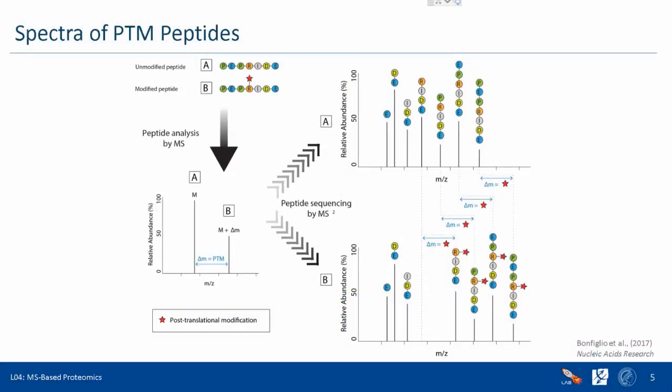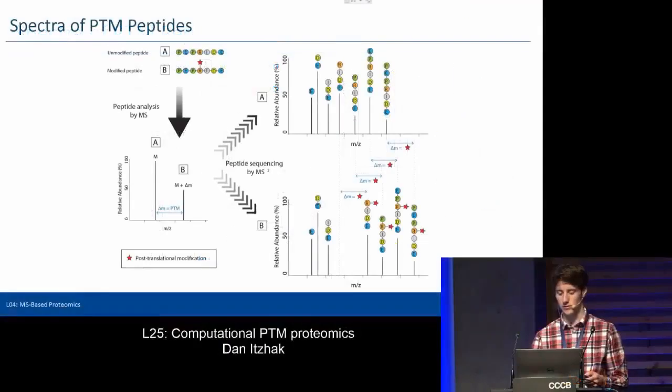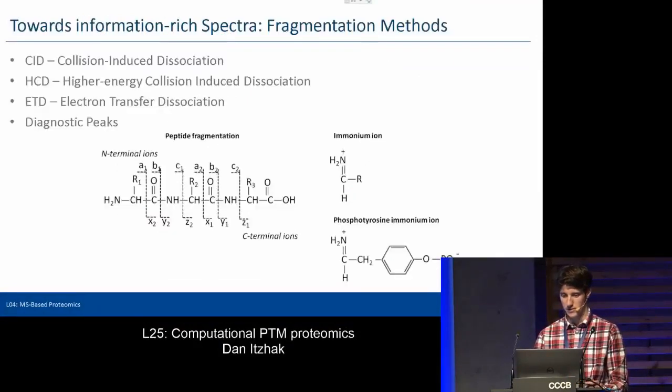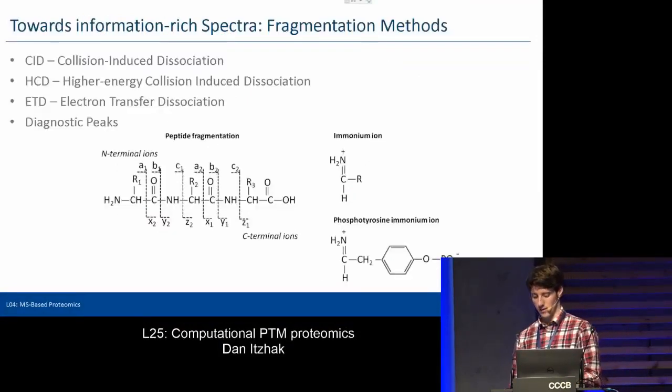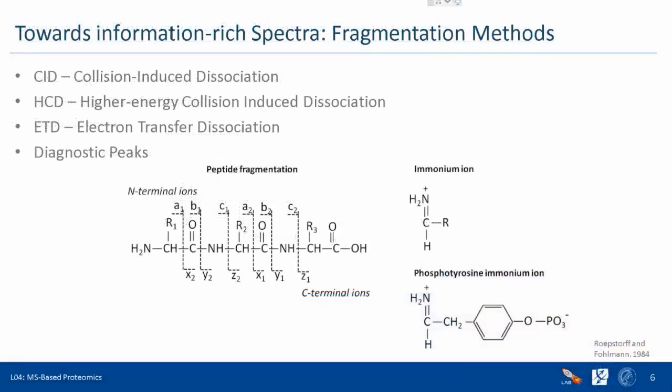Okay, so in order to get these information-rich spectra with fragments, there are different fragmentation methods available. There are essentially three common methods: collision-induced dissociation, higher energy collision-induced dissociation, or beam-type CID, and electron transfer dissociation, which we heard about from Josh Kuhn as well. So essentially, what we want is to fragment our peptides, and ideally this would occur along the backbone.